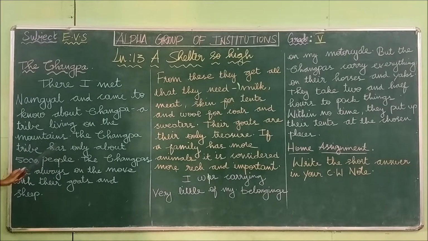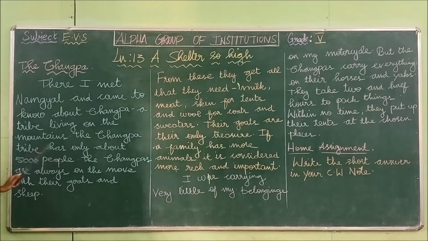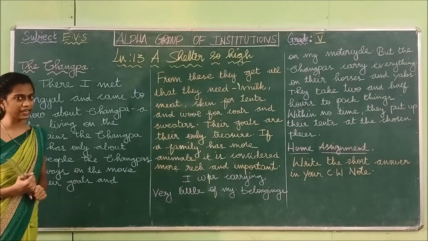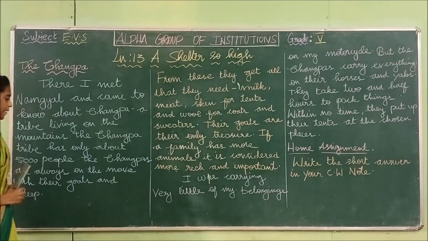The Champa tribe has only about 5,000 people. So Namgyal is telling about the Champa people. So how many people are there in Champa? Yes, there are only 5,000 people.